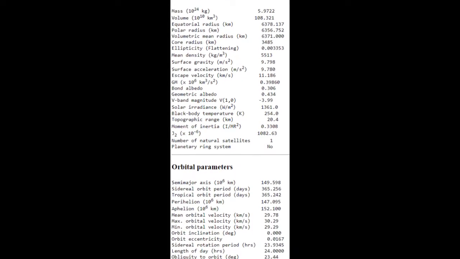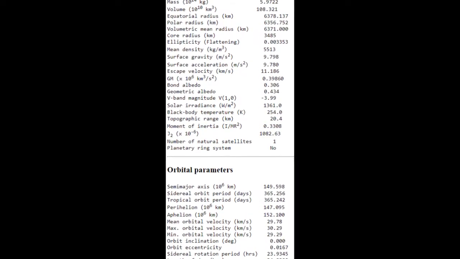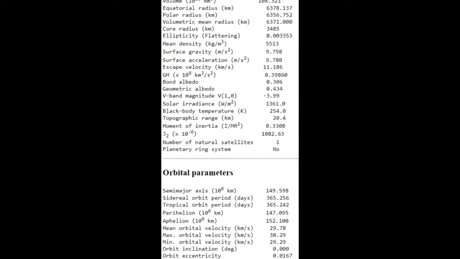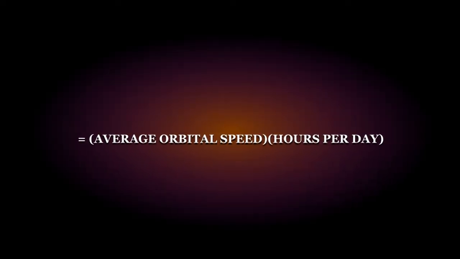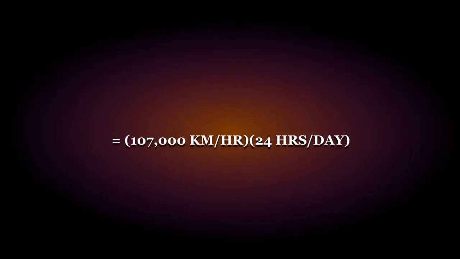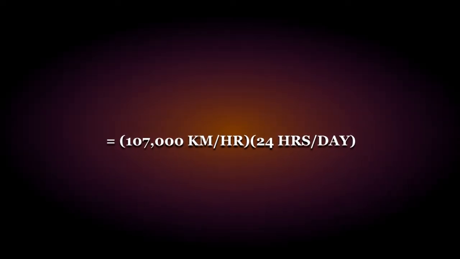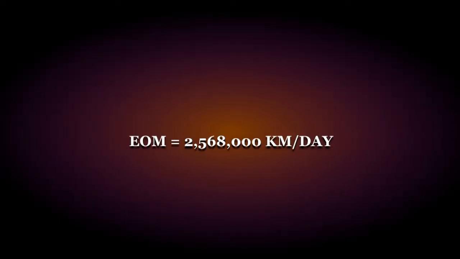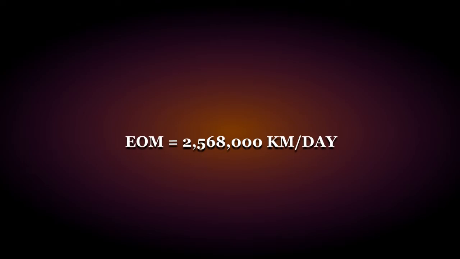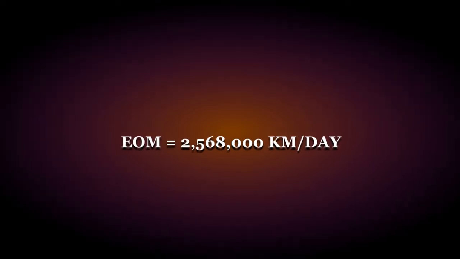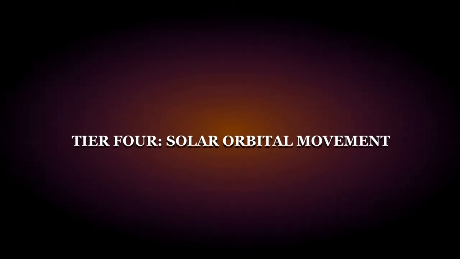Tier 3, Earth orbital movement. You are moving about your daily life while the Earth is spinning in rotation on an axis. However, we can go further. According to the Earth fact sheet compiled by NASA, the average orbital speed of the Earth is about 107,000 kilometers per hour. So, Earth orbital movement, EOM, equals average orbital speed times hours per day, equals 107,000 kilometers per hour times 24 hours per day. EOM equals 2,568,000 kilometers per day.